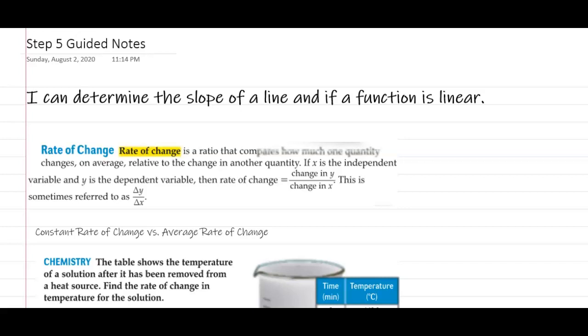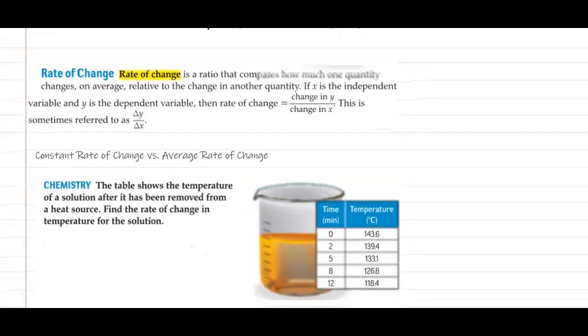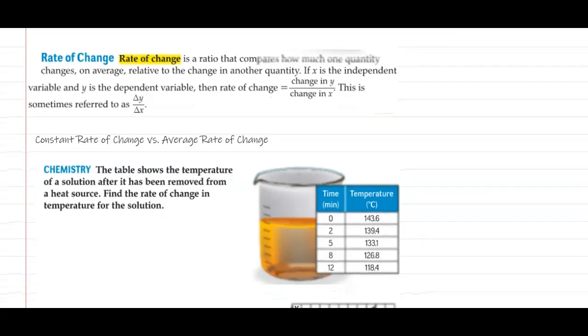Step 5, I can determine the slope of a line and if a function is linear. Let's talk about slope in terms of rate of change. If we're talking about the rate of change, we're talking about comparing one quantity as it changes to another quantity.